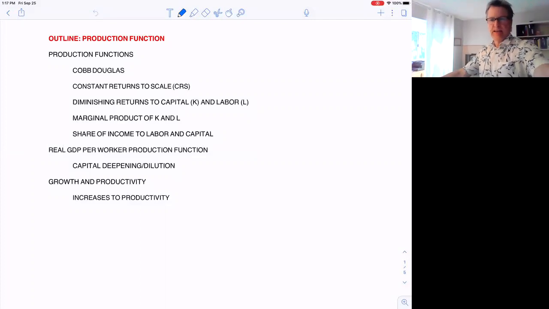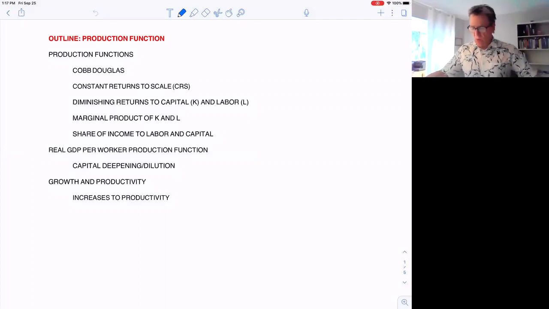Hello again. Okay, in the next video, what we're going to be going through is real GDP per worker. So we had the production function, which is how real GDP is determined. And next we want to look at real GDP per worker. So we'll divide both sides by L and see what we can get. Real GDP per worker is really productivity. And we'll see what productivity then depends on.